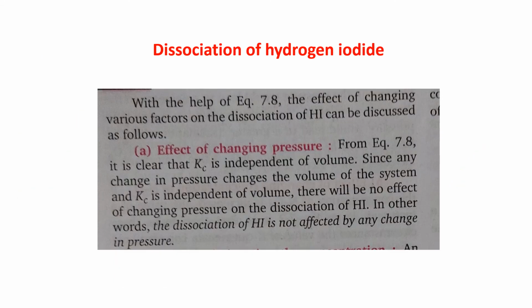With the help of the reaction, the effect of changing various factors on dissociation of HI can be discussed. Let me first write down the Kc we have got for this reaction. Kc is equal to x square divided by (4a minus x) whole square. This is the expression that I got, the equilibrium constant for the dissociation of HI.